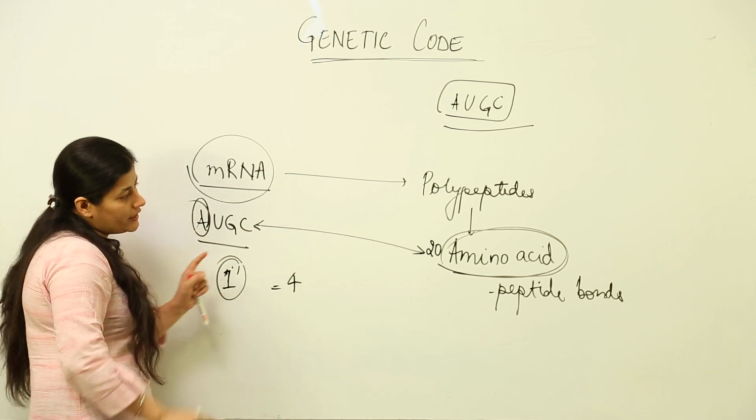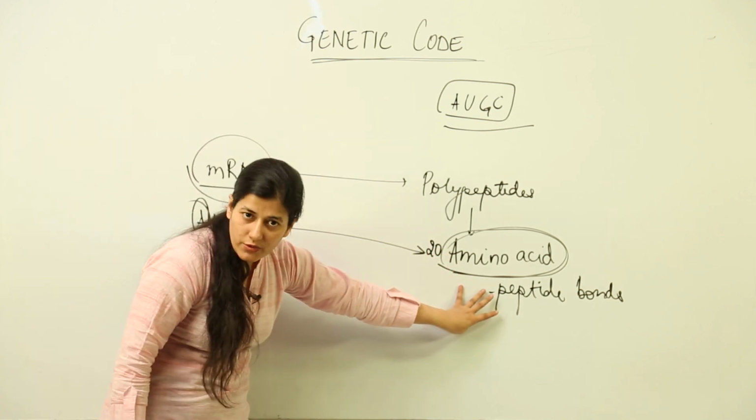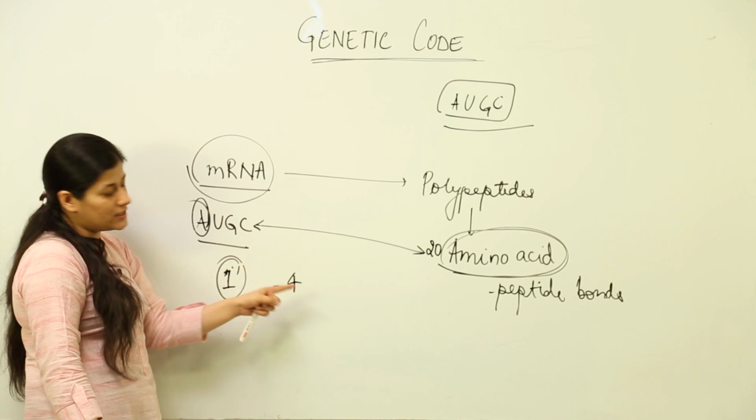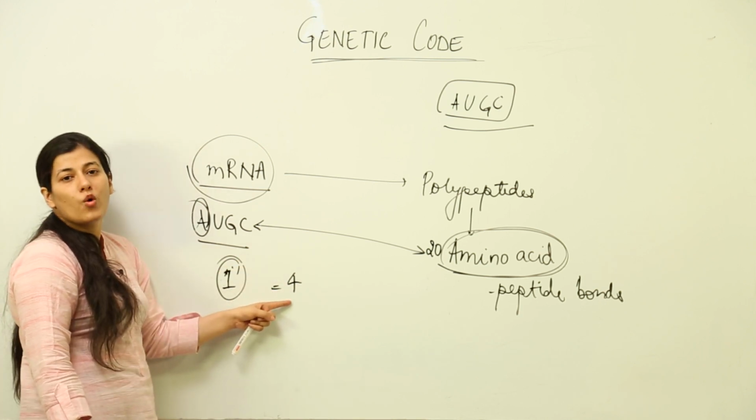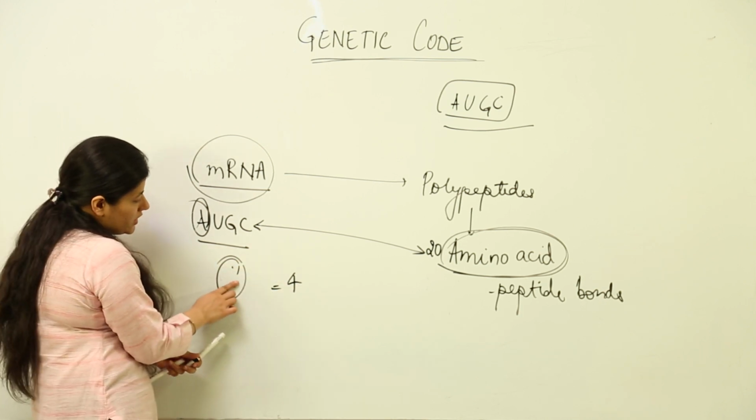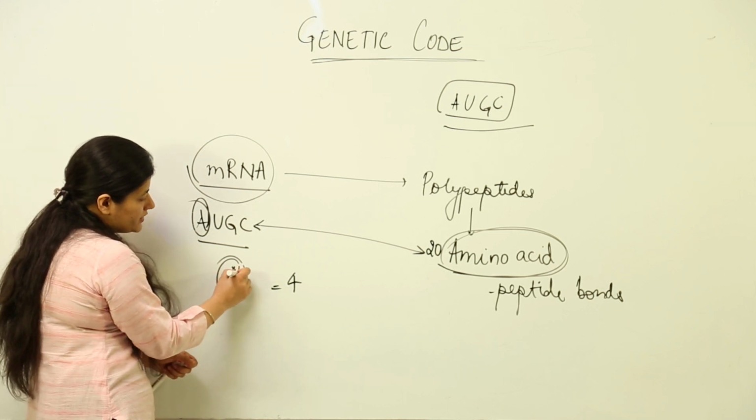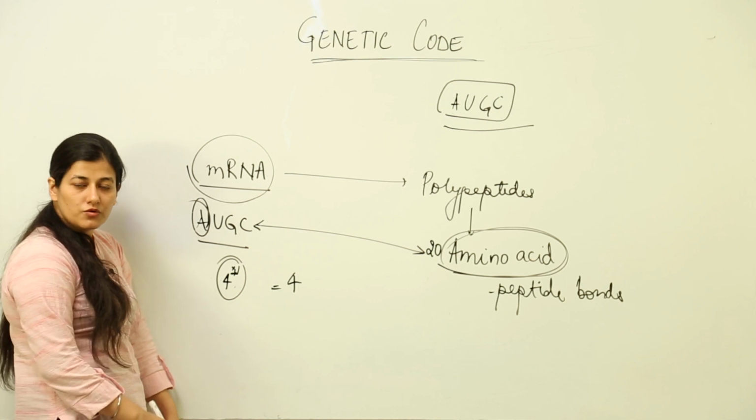Now, supposedly we have to seek 20 amino acids. If one alphabet is coding for one amino acid, then there are only 4 possibilities, because then it would be 4 power 1, and the probabilities that we have would be equal to 4.